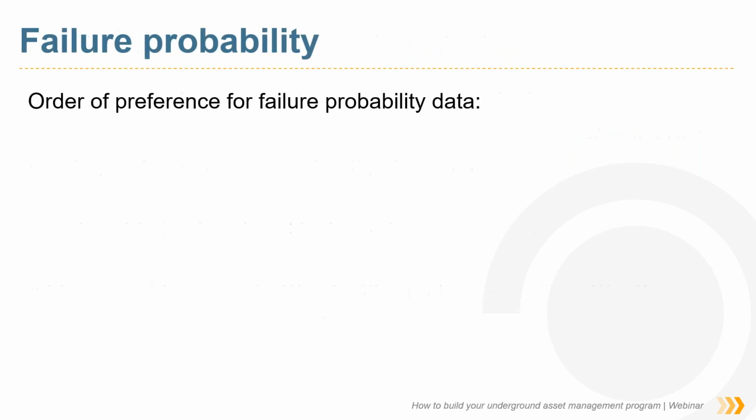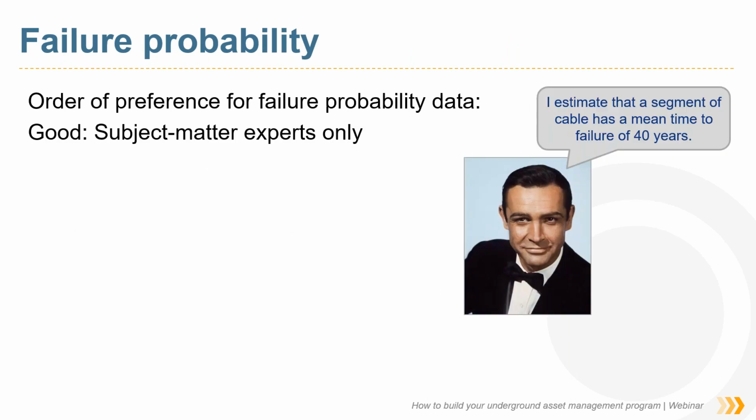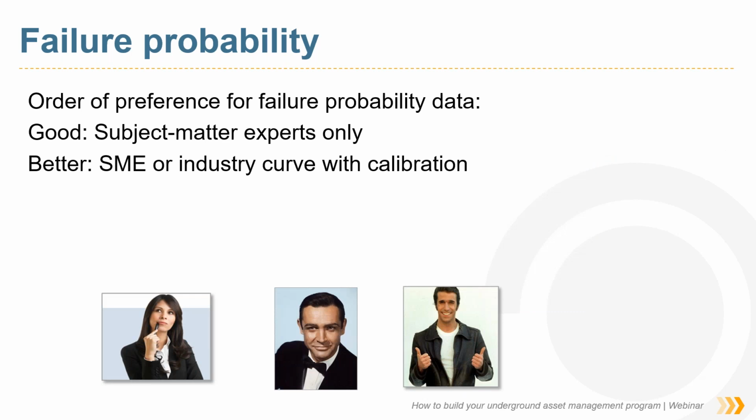Okay, so let's dig into these just a little bit, each of these. So failure probability. I'm going to map out for you 3 tiers of what failure probability information might look like, sort of the order of preference. So the first tier is where I don't have any failure data that I can work with. All I have is the judgment of my subject matter experts. So I get those guys together in a room and I say, hey, how long do cables last? How long do old XLPE cables last? And they might say something like, well, a typical segment might have a mean time to failure of 40 years. And believe it or not, that alone is enough to make a reasonable guess about what the bathtub curve, that failure probability curve for underground cable might look like.